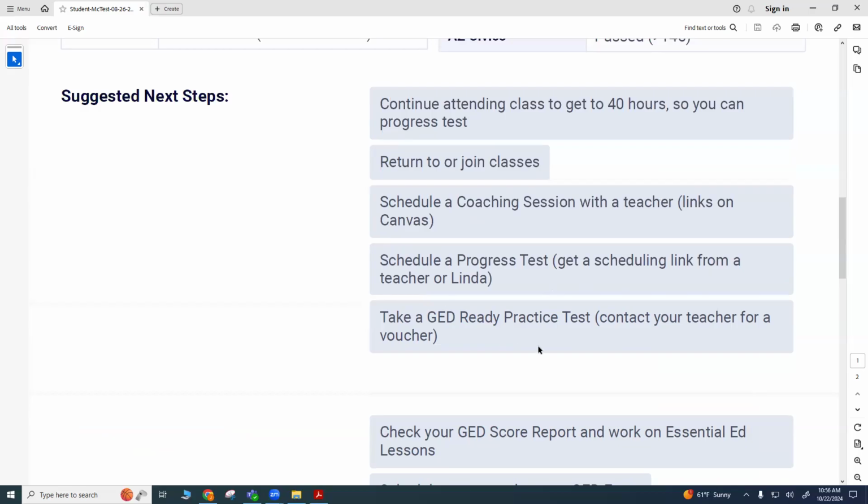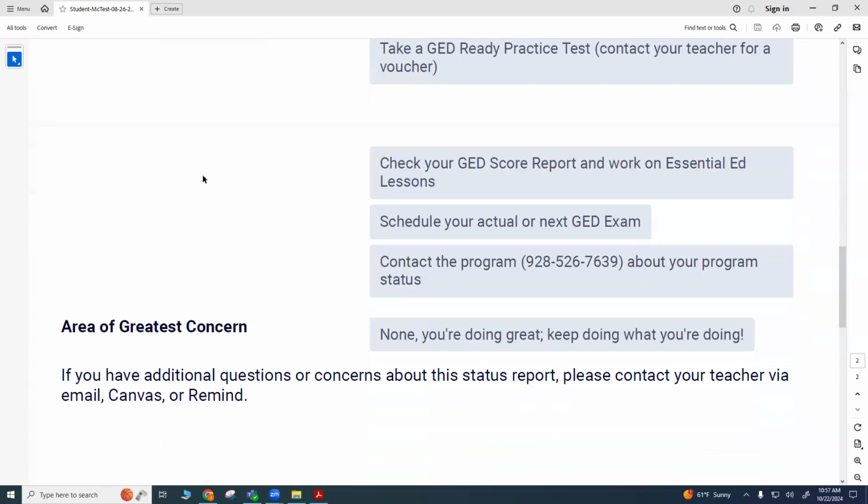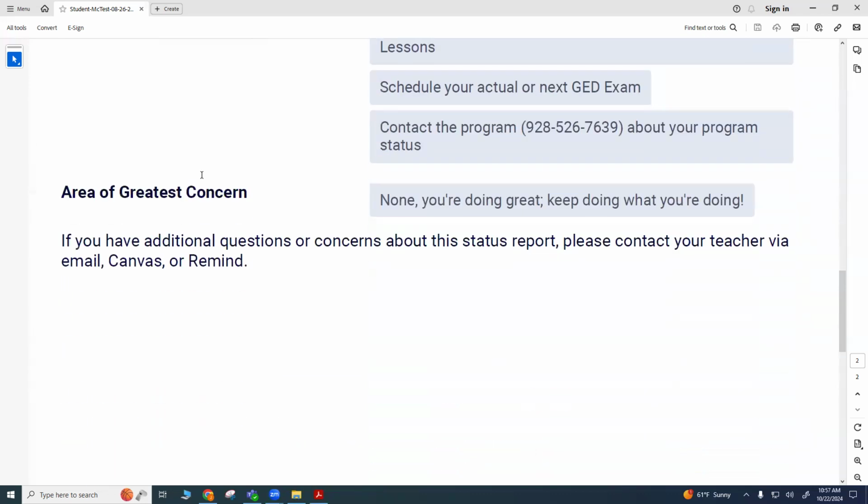So look at those suggested next steps. They are suggested, okay? They are not mandatory. I'm not going to send my goons after you if you don't do these next steps, but at least you'll know hopefully what you could do or should be doing, in my expert opinion.